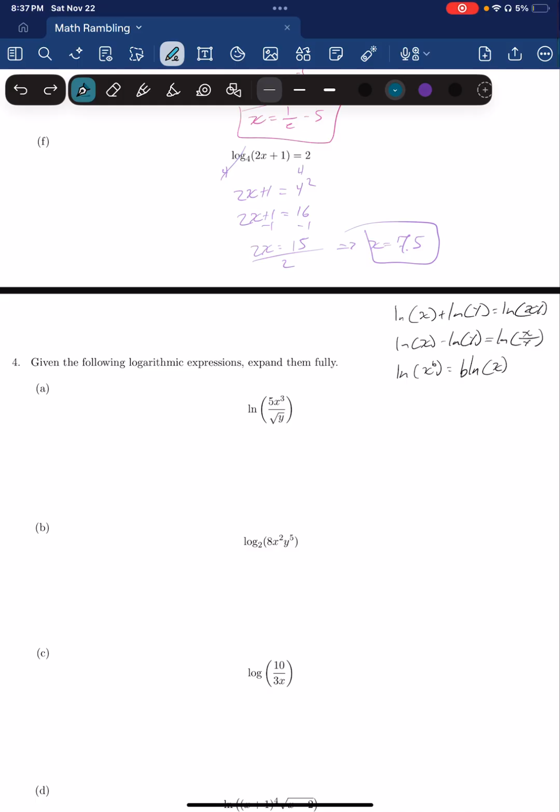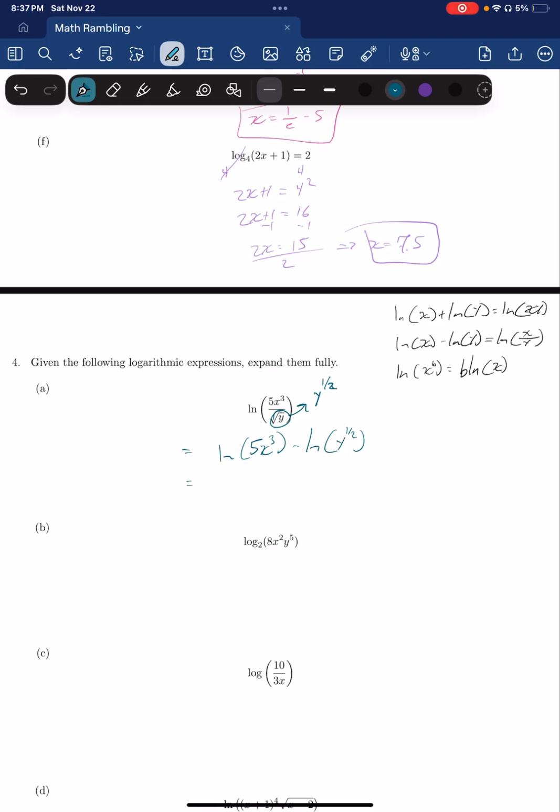Let's see. ln of 5x cubed over square root of y. Now think about this. Square root of y is the same thing as y to the 1/2 power. All right, so we're going to use that eventually. Not yet, but eventually. So first step, ln of x over y, so 5x cubed over square root of y, is the same as ln x minus ln y, so we get ln of 5x cubed minus ln of, I'm going to just write it as y to the 1/2.